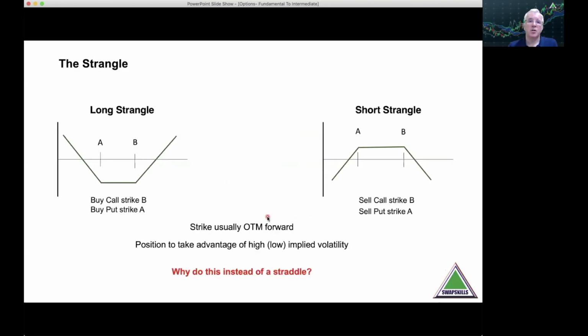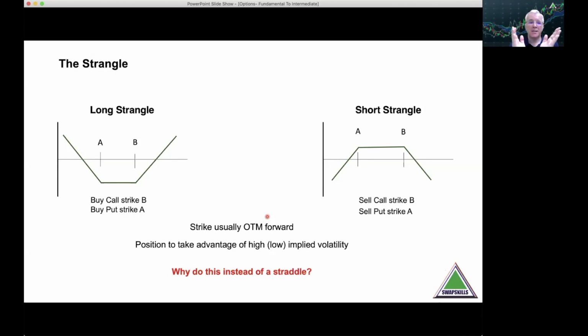There's another structure called a strangle. Again, forgive me, I have no idea who makes up these names. So whereas the straddle is quite expensive because the two options are struck at the money forward, with the strangle, the strikes are moved apart. So they're slightly out of the money.